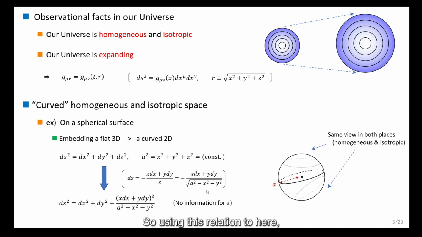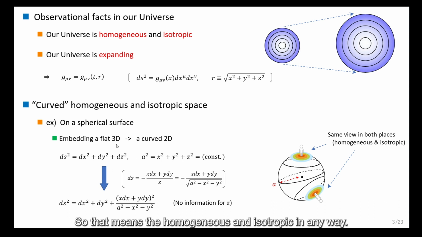Using this relation, finally you can get this type of line element. Now this metric is not dependent on the direction of z. So on the two-dimensional surface, if you see from this point or this point, the surroundings look the same. That means it is homogeneous and isotropic everywhere.